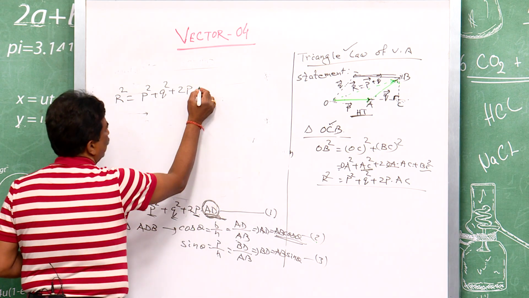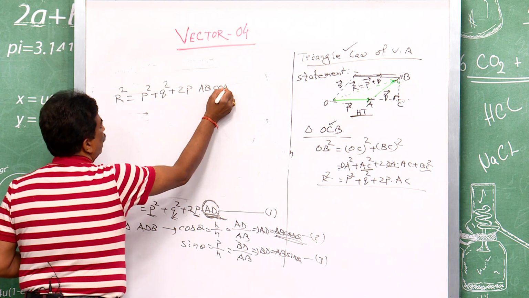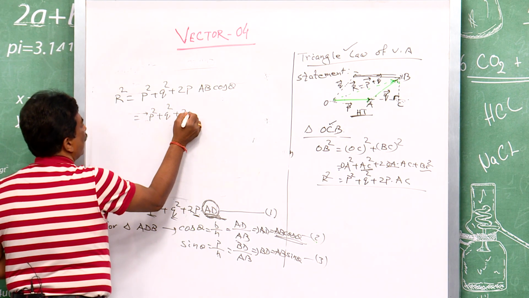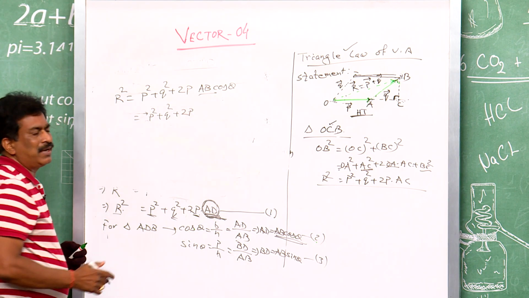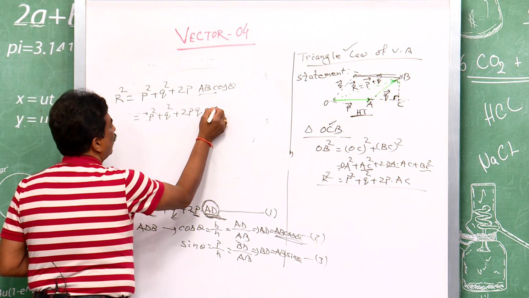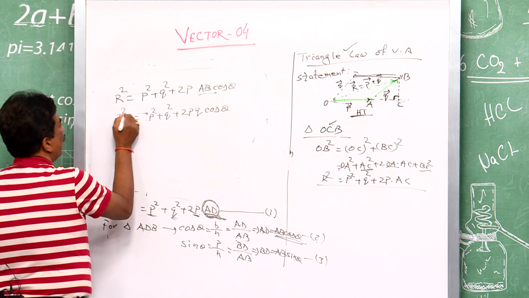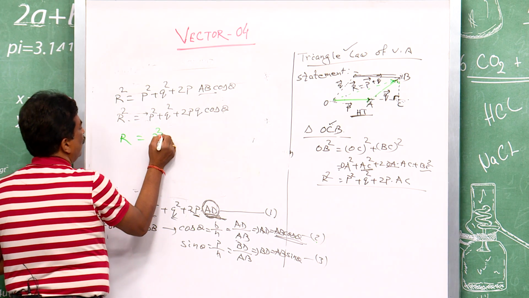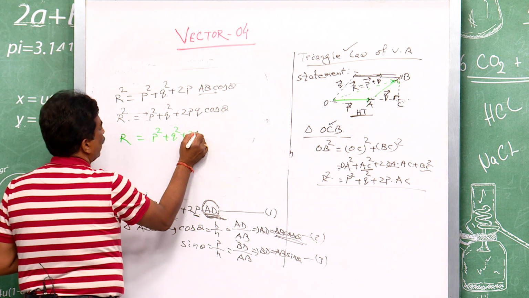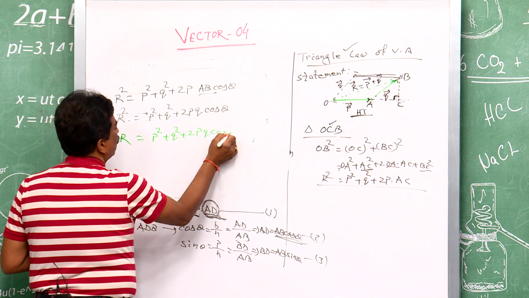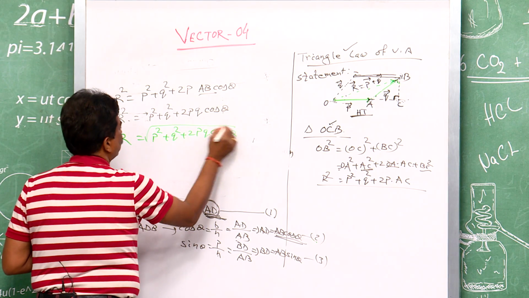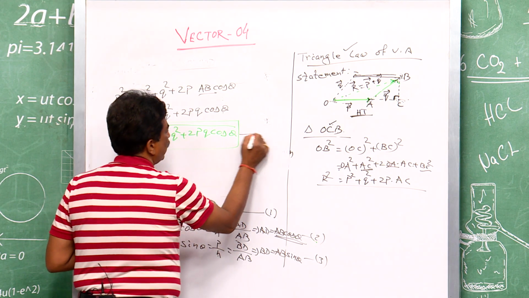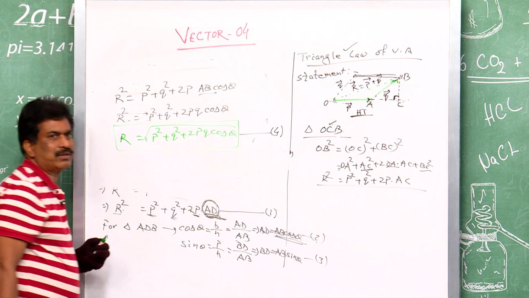AD is equal to how much? AB cos theta. So that is equal to P square plus Q square plus 2P. AB is how much? AB is equal to Q, with cos theta. So R square is equal to this much, or you can take R is equal to the square root of P square plus Q square plus 2PQ cos theta. So this is the magnitude, and let us take that as equation 4.